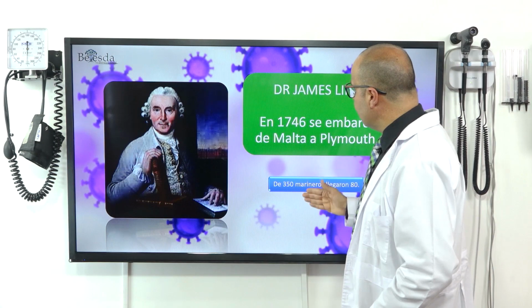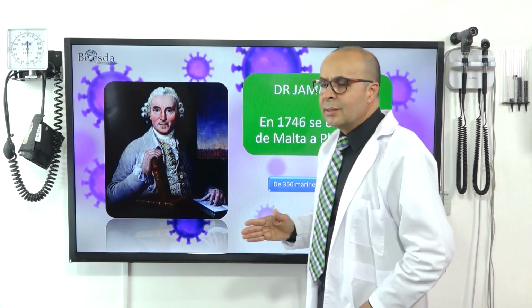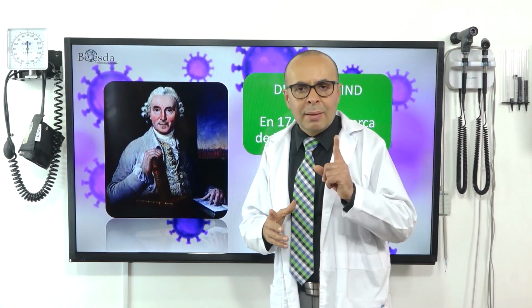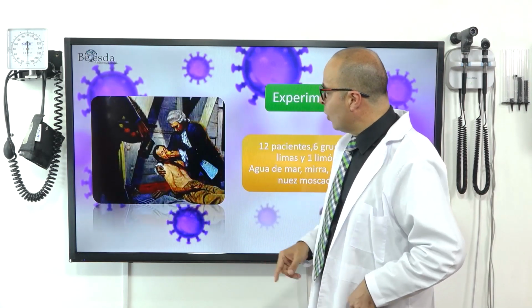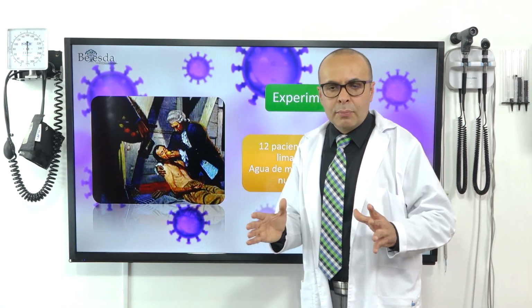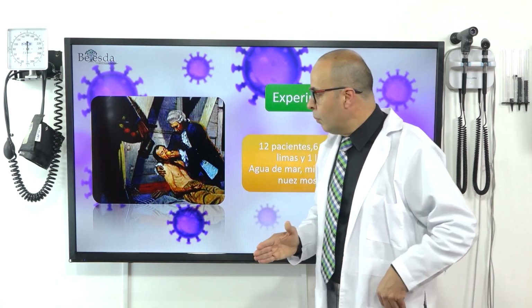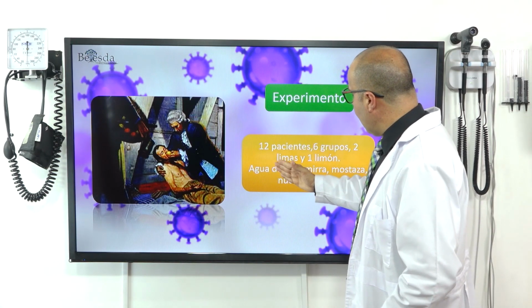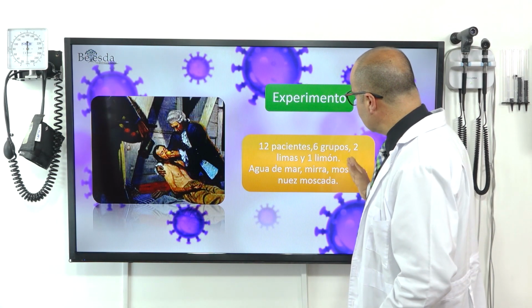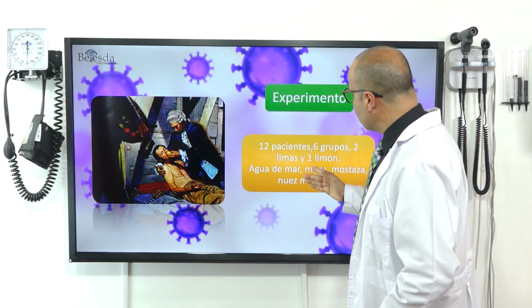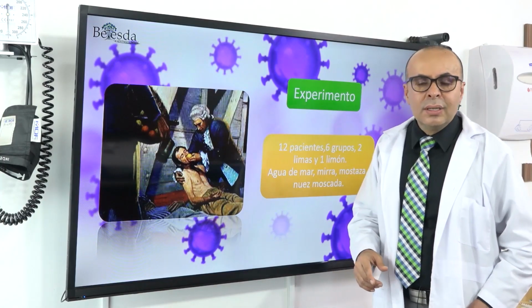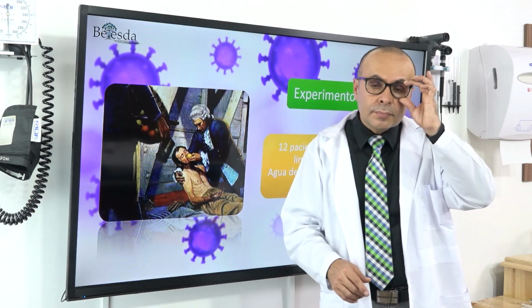Dr. James Lind, in the year 1746, made an experiment to try to bring an end to the plague of the sea. It was a simple experiment. He had 12 sick patients and divided them into 6 groups. He gave one group seawater, the other myrrh, the other mustard, the other one nutmeg, and the last 2 limes and lemons. 2 limes and 1 lemon.